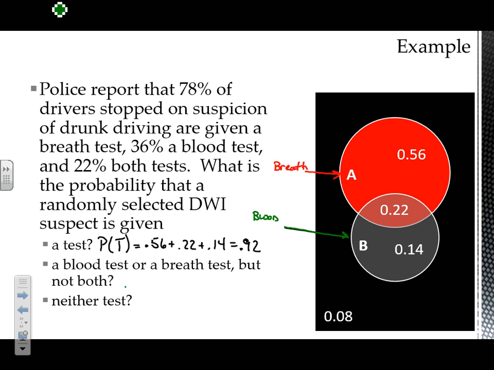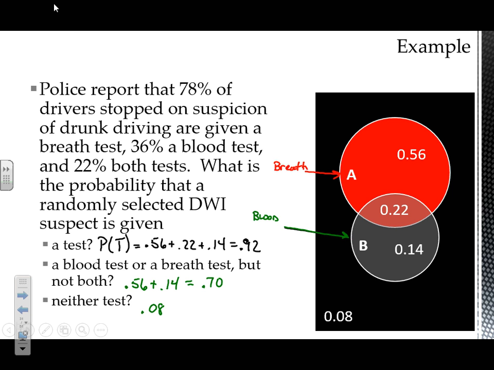So if I do that, what's the probability that they get one or the other but not both? 70%. And then the last one, what's the probability that they get neither test? 8%, which was already calculated for us.